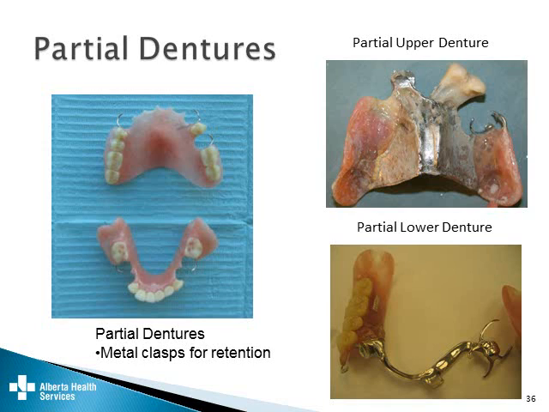In this slide, we see partial dentures. They are used when only some of the teeth are missing. Partial dentures are held in place with metal clasps, as shown here. They can be made of full acrylic or can be a combination of acrylic and metal.